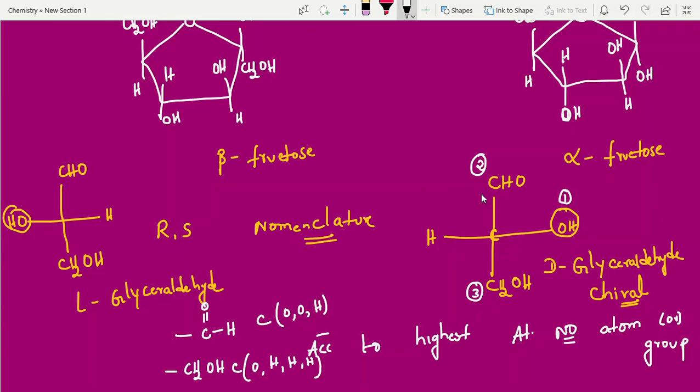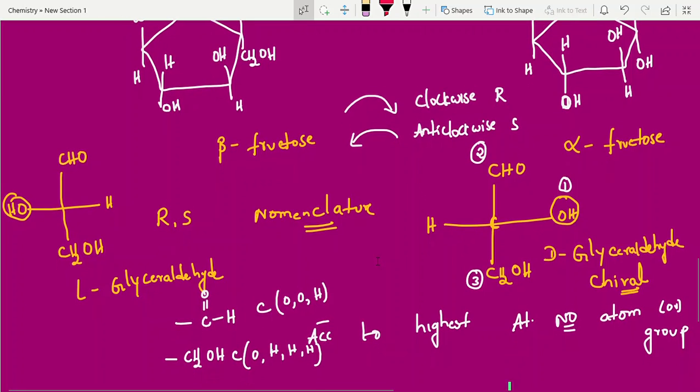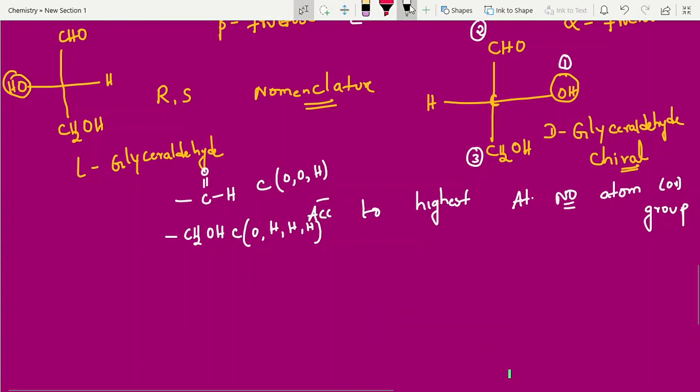So what is this? One more point. If the rotation is like this, what we call clockwise direction, we will give R. If the rotation is the opposite, what is this? We call it anti-clockwise direction, and for anti-clockwise we are giving S. So RS. And one more important point: if the least priority group is on the horizontal side, your configuration should be reversed.